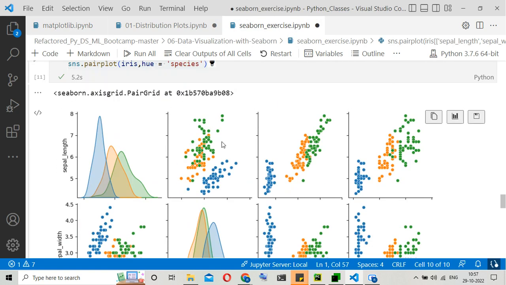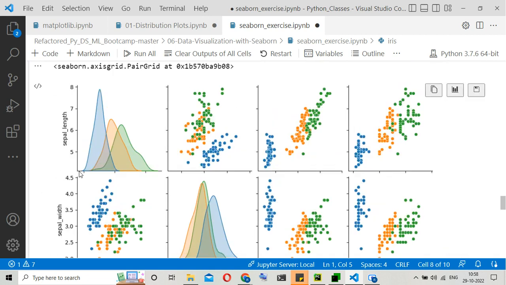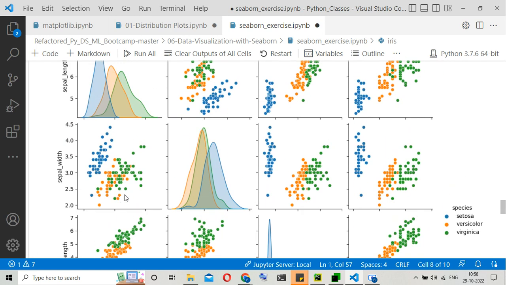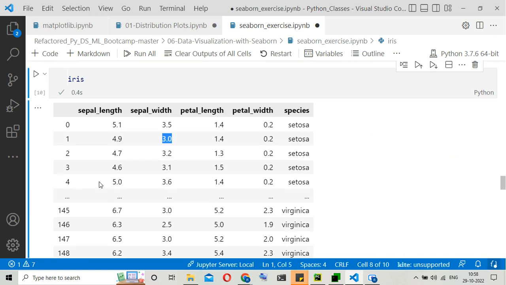So one record here, one by one, it is taking 5.1, plotting this and coloring based on this. Then plotting this versus sepal length versus sepal width. In this one, sepal length versus sepal length, right? So no plot will come. Actually, it will be a distribution: how many points we have, how many 5.5 values there are of this one.